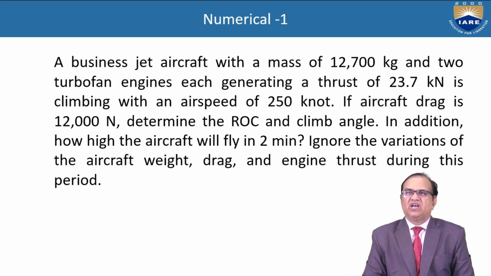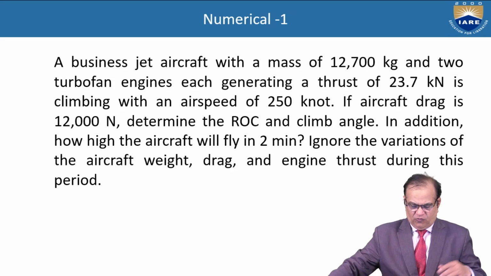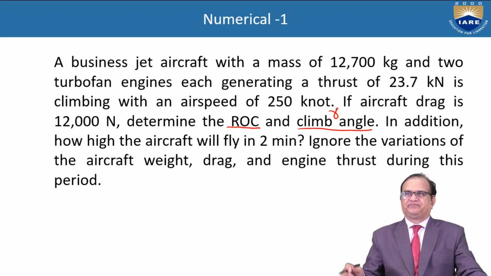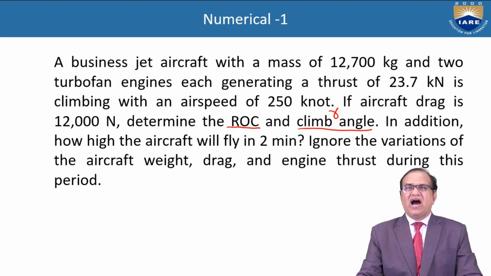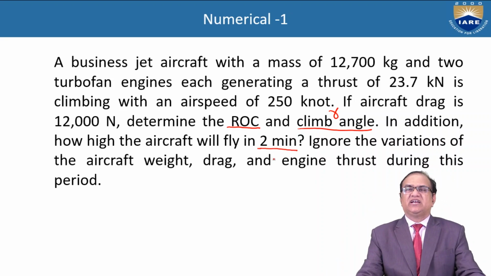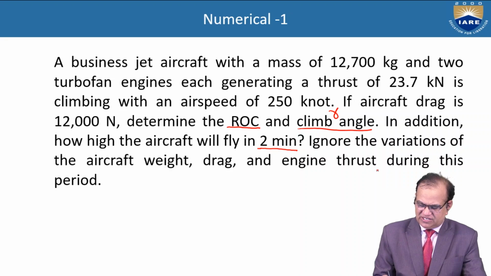A business jet aircraft with a mass of 12,700 kg and 2 turbofan engines, each generating a thrust of 23.7 kilonewton, is climbing with an airspeed of 250 knot. If the aircraft drag is 12,000 Newton, determine the rate of climb and the climb angle. So we have to find the ROC, that is the rate of climb, and the climb angle gamma. In addition, how high the aircraft will fly, and also in 2 minutes how much height your aircraft is going to cover. Ignore the variation of the aircraft weight, drag and engine thrust during this period.